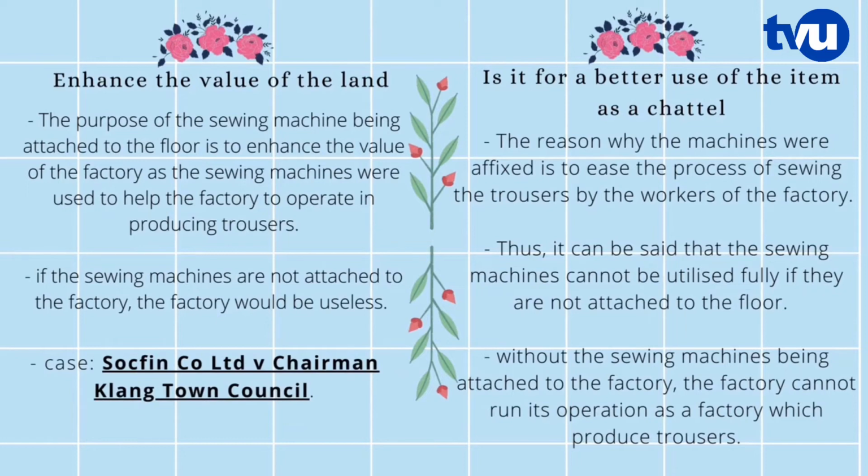Meanwhile, as for the last question, whether the sewing machine is for the better use of the item as a chattel itself, in this situation, the sewing machines are not for the better enjoyment of the item as a chattel itself. This is because without the sewing machine being attached to the floor, the sewing machine cannot be fully utilized. All in all, since the sewing machine does enhance the value of the land and is not for the better enjoyment of the item as a chattel itself, it can be said that the sewing machines are fixtures.